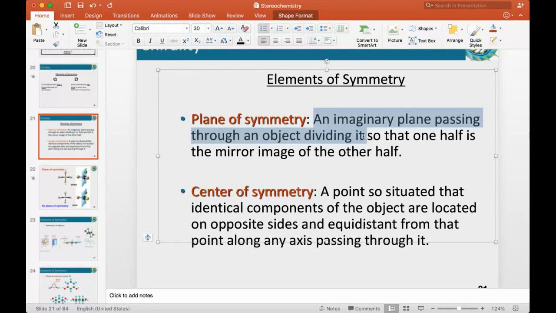So 3 points define a plane, and the plane divides a molecule into two sides, one being the reflection of the other side. That's the definition of a plane of symmetry. A molecule with a plane of symmetry will be achiral.